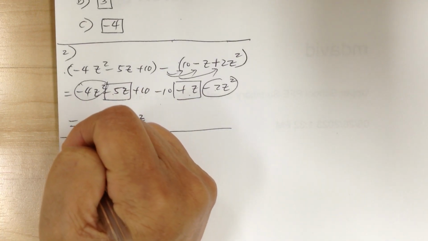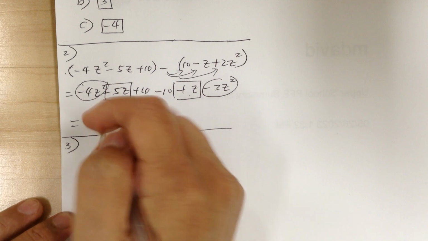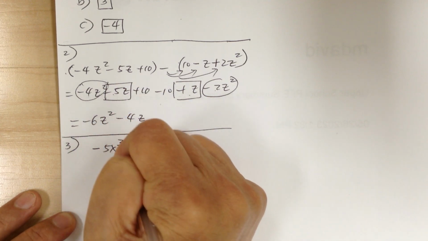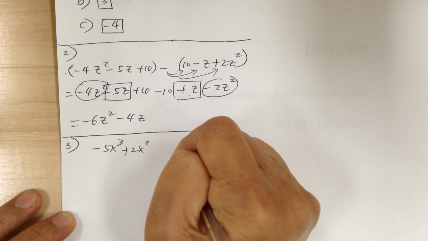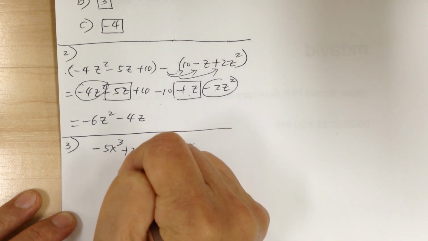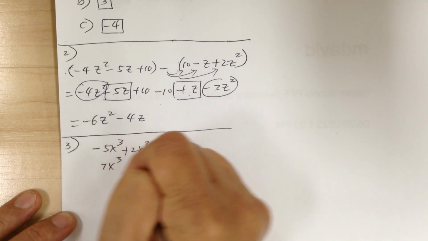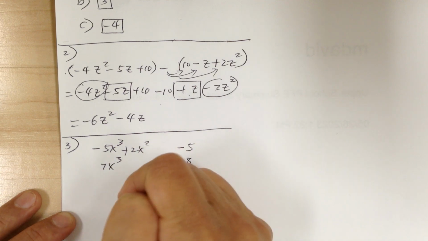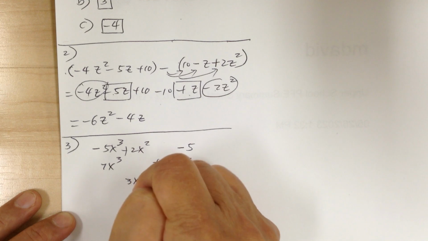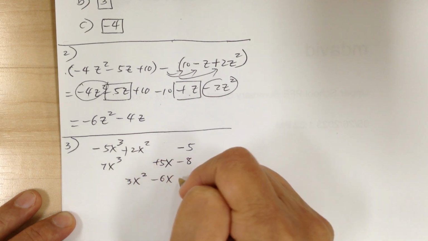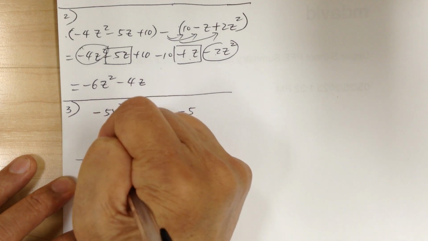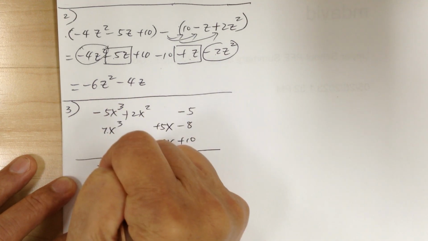Okay, number 3. You're going to add all these things together. So you've got minus 5x to the 3 plus 2x squared, and that's a missing term. And the second one is 7x to the 3 plus 5x minus 8. And then you have 3x squared minus 6x plus 10. So when you add, -5 plus 7 will give you +2.